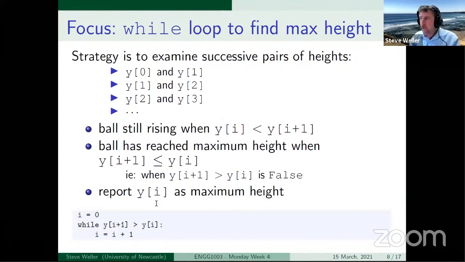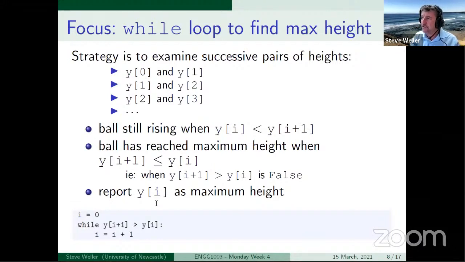Likewise, y1 and y2, namely the ball heights at 1 and 2 milliseconds, if y2 is greater than y1, then the ball's still on its path up. If y2's less than y3, the ball's still on its way up. And we keep comparing successive pairs of the ball heights until such time as the ball starts to drop. So the characteristic of when the ball is still on its upward path is that its height at time index i is strictly less than its height at the successive point in time i plus 1.